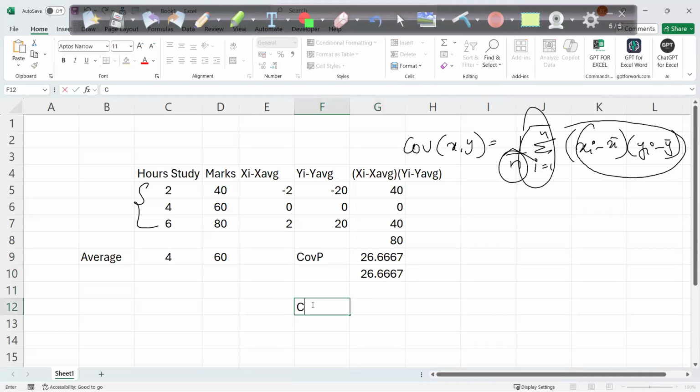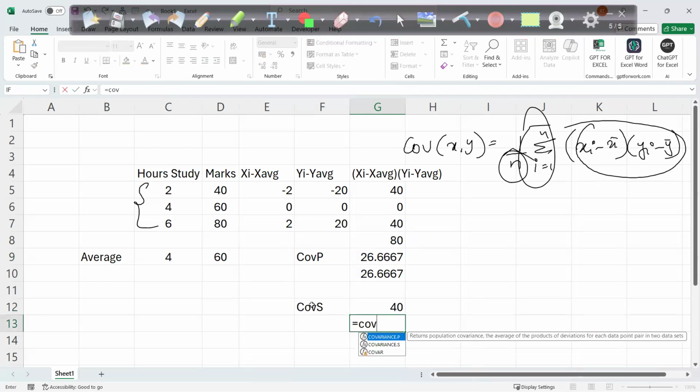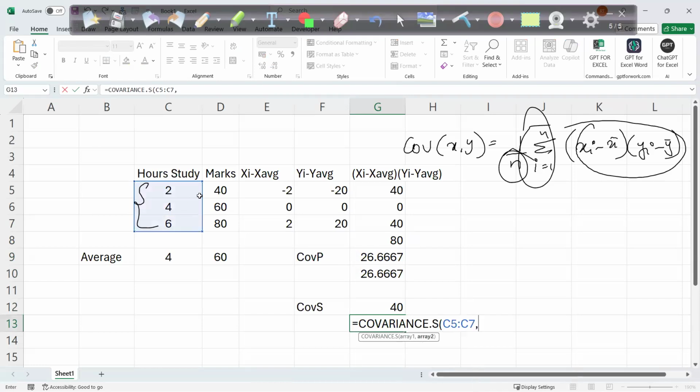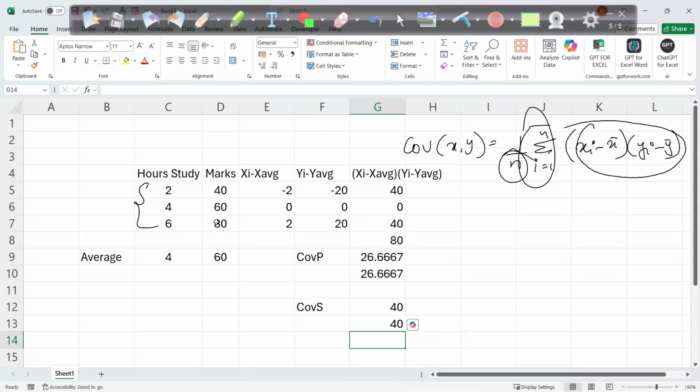Same way covariance of sample. In sample, what we do? We divide it with n minus 1. N is here 3. 3 minus 1 is 2. So what is 80 by 2? 80 by 2 is nothing but 40. So we are getting 40. Let me use the covariance sample formula as well. This is my x. This is my y. You can see that my covariance for sample is coming out to be 40. Are you guys getting this, all of you?